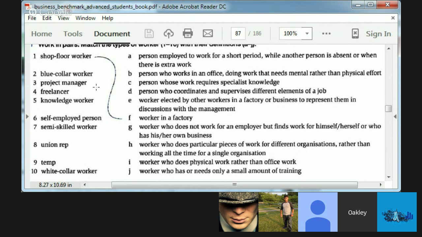Okay, terrific. Sasha, how about number 4, freelancer? G, worker who doesn't work for an employer but finds work for himself, herself, or who has his, her own business. Okay, you can have your own business but sell your work to other people, I guess, like a freelance journalist. You sell your article to a magazine or what have you. Sure, okay, so that fits.